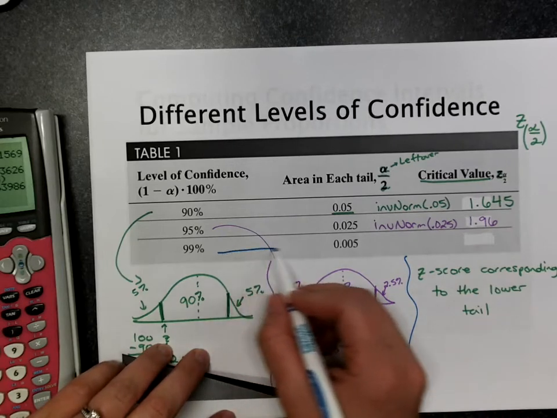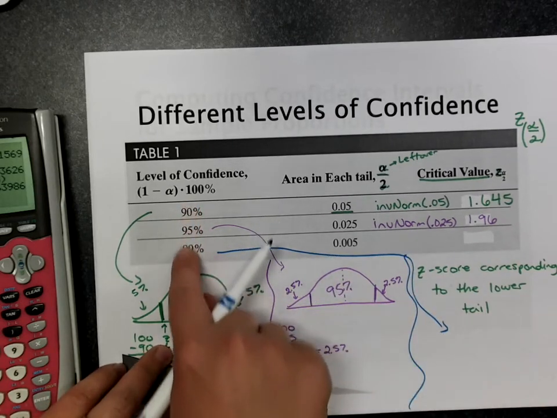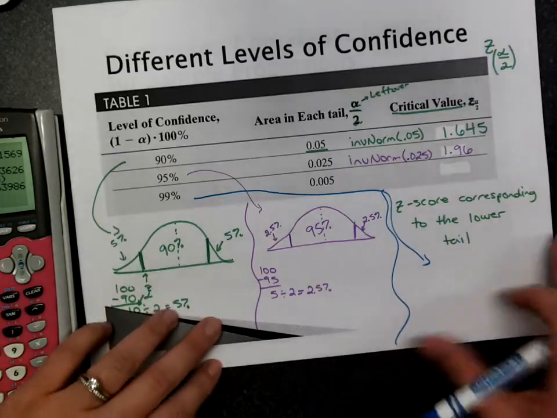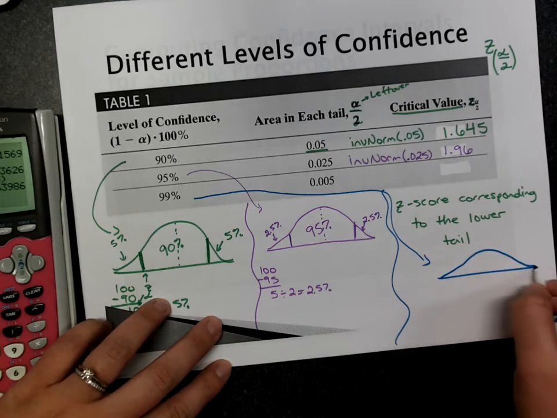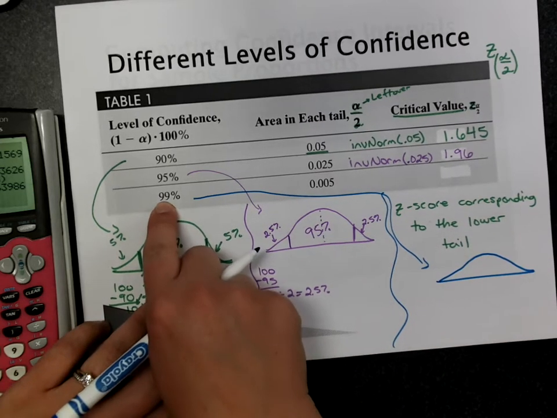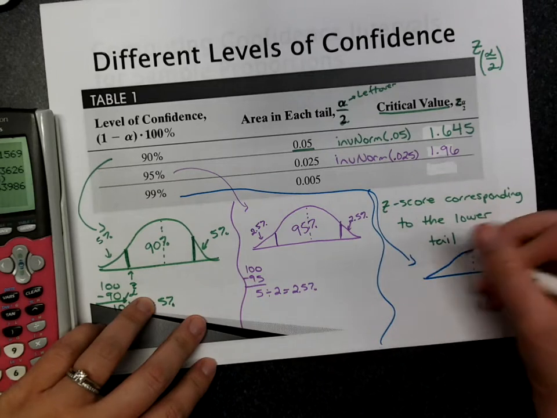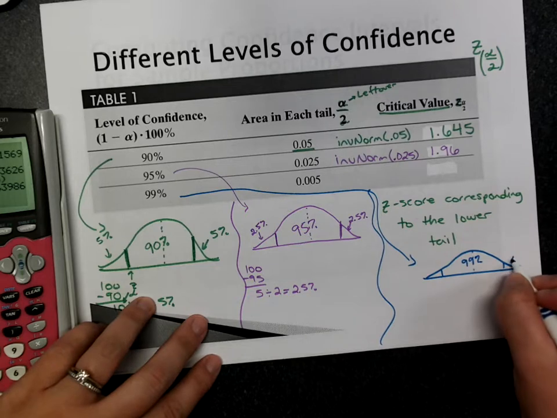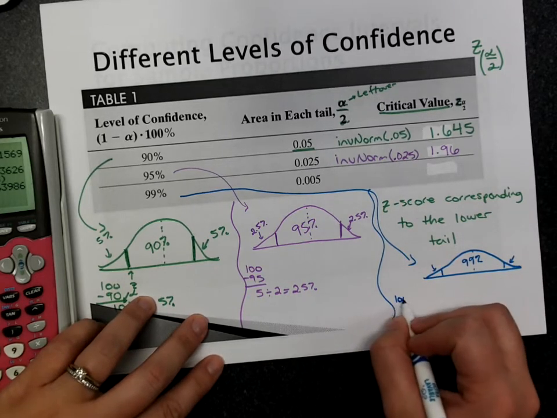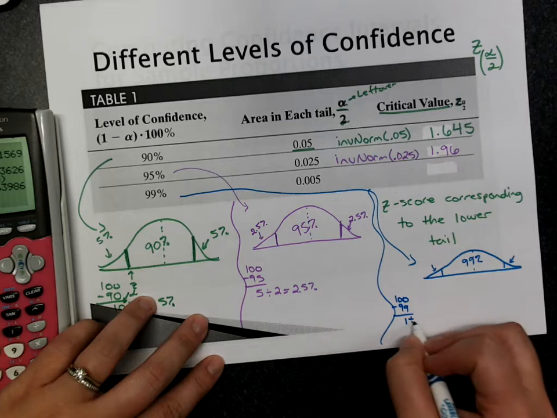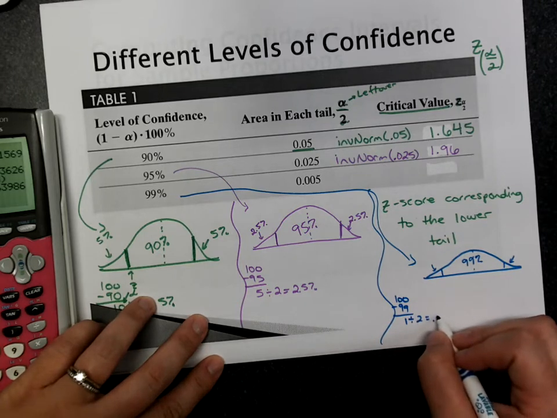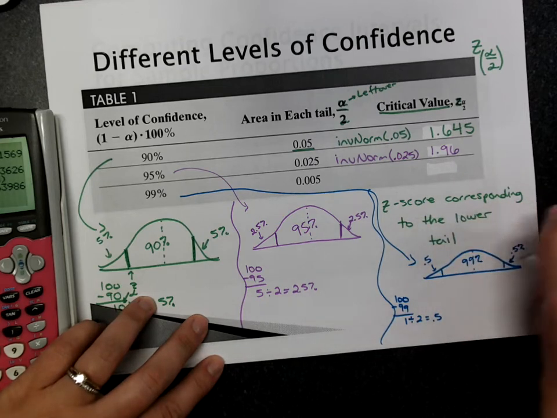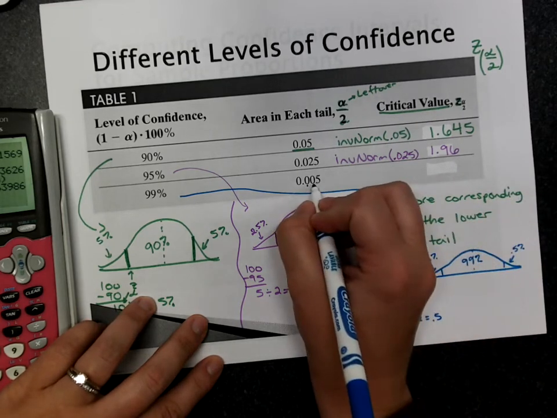For 99% confidence. Again, these are just the most common levels of confidence. You can do this with any level of confidence. These are just the most common. So if I have my curve, I want 99% of my confidence intervals to fall around the true proportion or the true mean. 99% in the middle. That only leaves, let's see, 100 minus 99 is 1. Divide that by 2. That's 0.5, so it's 0.5% and 0.5%, which is 0.005.